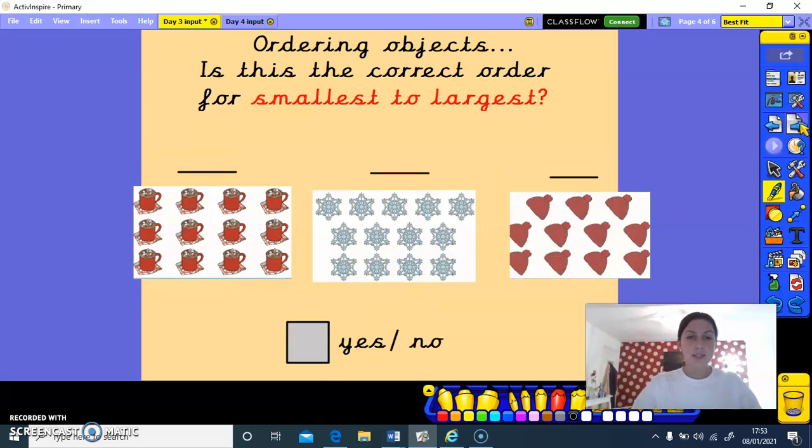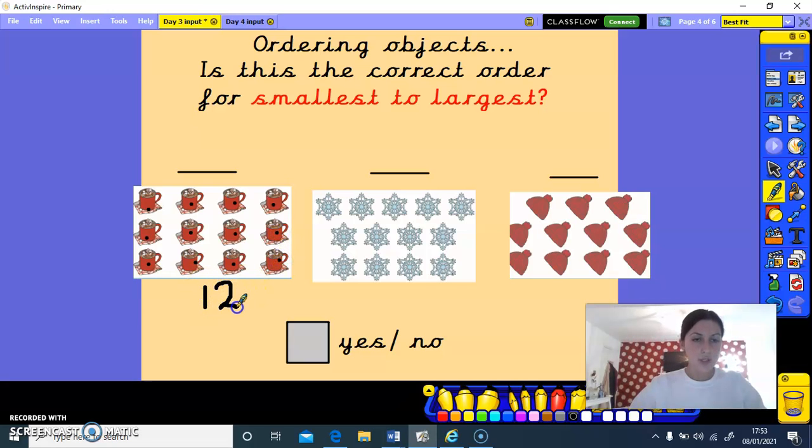Okay then, lovely ones. Again, let's work out the amount and then we'll see if I've made a marvellous mistake. So these look delicious, these hot chocolates. Let's count them up. 1, 2, 3, 4, 5, 6, 7, 8, 9, 10, 11, 12.